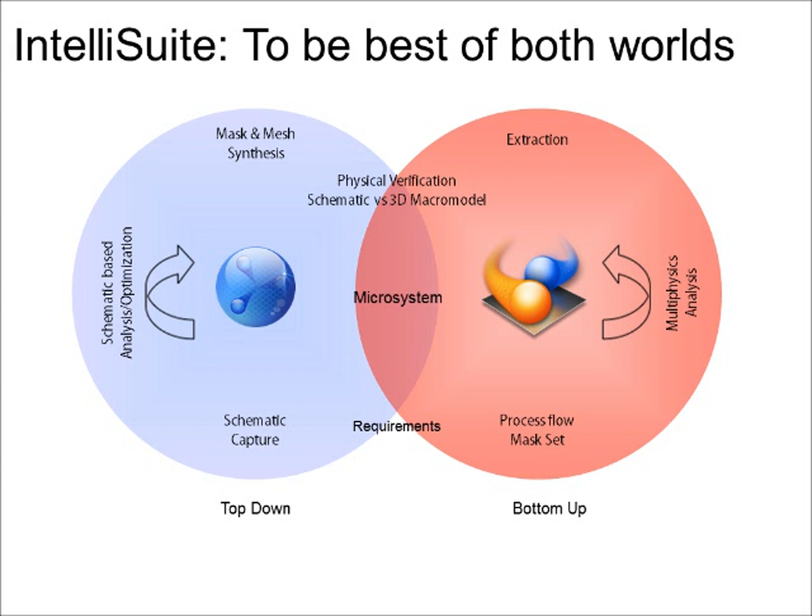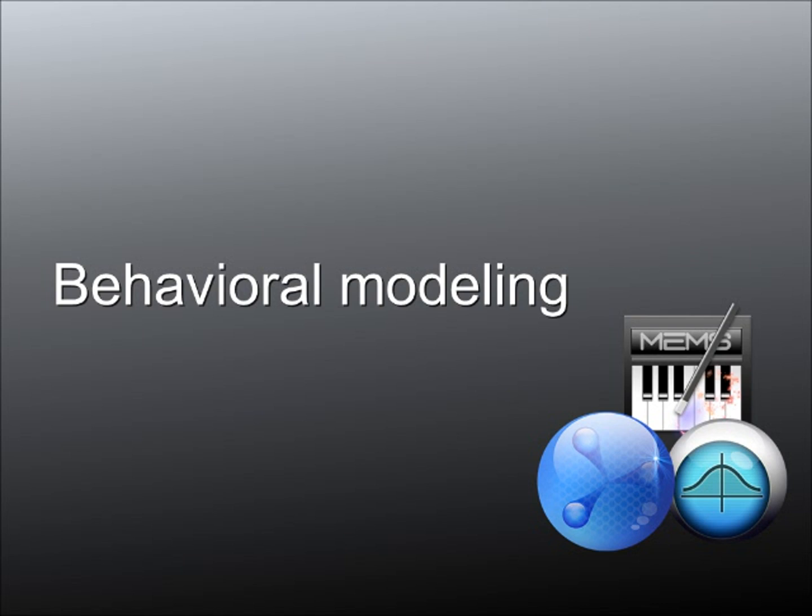In IntelliSuite, we try to mix both of these approaches. So if you have your process flow information already built up, you can, in some ways, unlock all of the power of all of the modules and make everything work together in your benefit accurately and quickly.